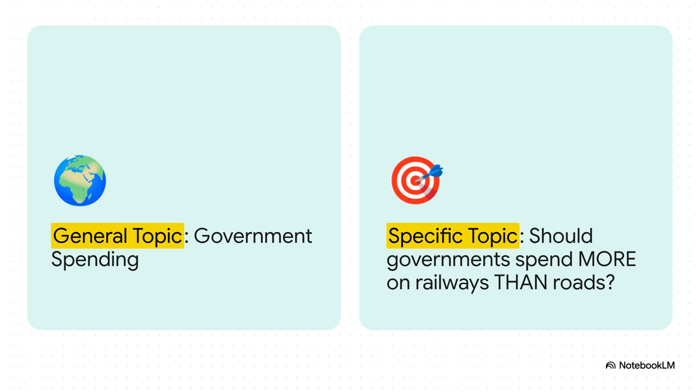Let's say the question is about spending more on railways than on roads. The general topic is government spending. But if you write about government spending in general, you'll fail. The specific topic is the comparison, should government spend more on railways than on roads? That is the only question you need to answer.